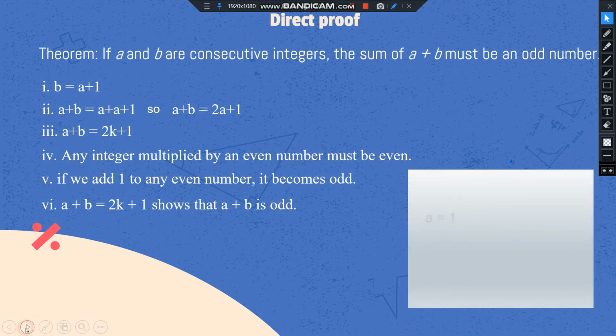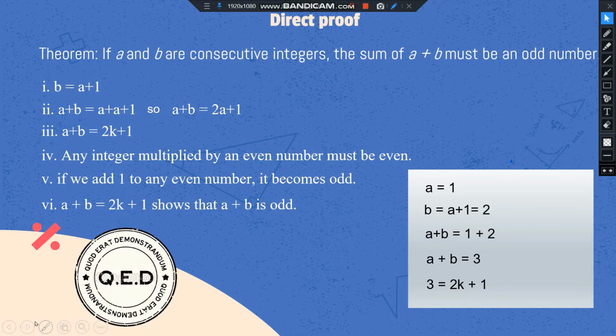So let's try to test this out. If we assume that a is equal to 1 and a and b are consecutive integers, then b is equal to 2. And if we add those two, 1 plus 2, that equals 3. And 3 is an odd number because it can be written as 2k plus 1. So 1 is multiplied by an even number, from which we get 2, and then we add 1 to it, and so we get 3. Therefore this works. QED is what we do when we have proven something. We put the symbol QED.